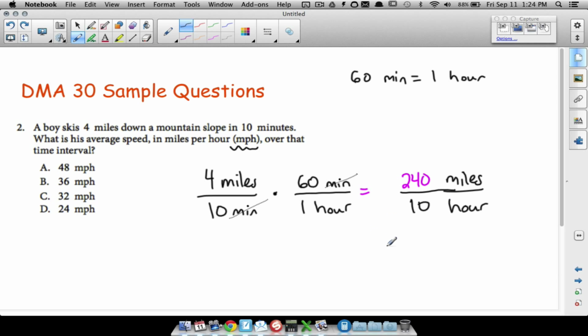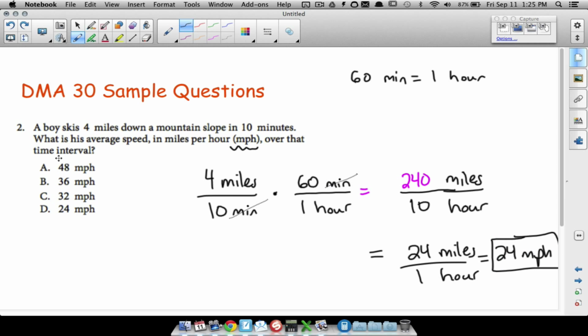Let's simplify this fraction. 240 divided by 10. Divide that very quickly. You can cancel out your zeros, or maybe you know that 240 over 10 is the same thing as 24 miles per 1 hour, because 240 over 10 is 24 over 1. Therefore, we can just say 24 mph. That's a common way of listing miles per hour. So our answer here will be D for number 2.